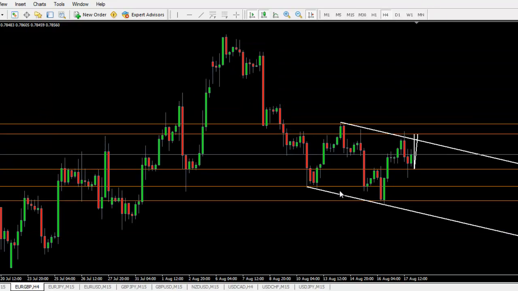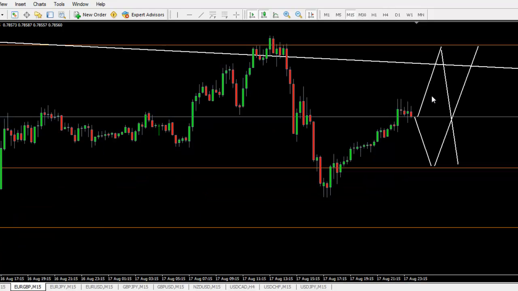If I go to the Euro Pound, we got a couple of things going on. Let's go to the 4-hour chart. We've got a little channel right here that we're in. It's kind of a sideways channel. It's down, but it's kind of sideways. I've got my support and resistance lines in here, and Friday we bounced off of this area right here at 78.43.